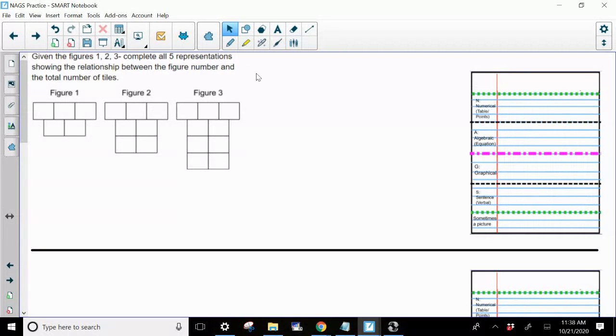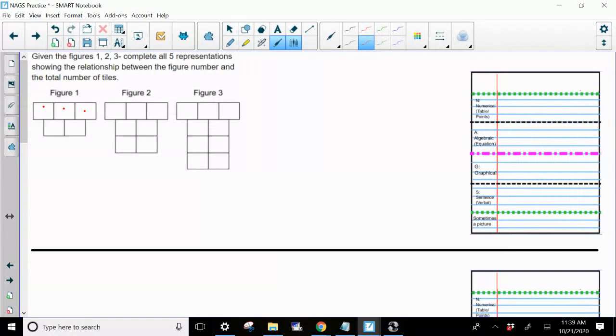Welcome back, and you should have your sheet completely filled out. So we have our prompt: given the figures 1, 2, 3, complete all 5 representations, showing the relationship between the figure number and the total number of tiles. So we are looking for 5 representations, and we are provided with 1, 2, and 3 representations at the moment. So we need 5. First off, what I'm seeing is that there are 3 tiles on the top of each figure. All right, so there's 1, 2, and 3.